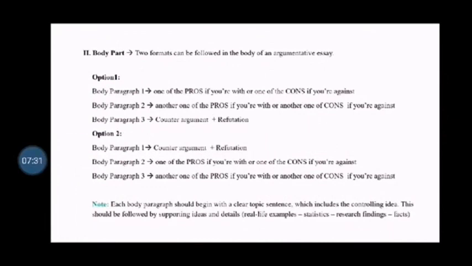After having written our introductory paragraph, we develop the body part. Now, as we've already mentioned, you should have at least 2 body paragraphs that support your position and 1 body paragraph for the counter-argument and refutation. You have 2 options for the arrangement of the body paragraphs. In option 1, the first 2 body paragraphs should include your strongest points followed by the counter-argument and refutation paragraph, or vice versa in option 2.